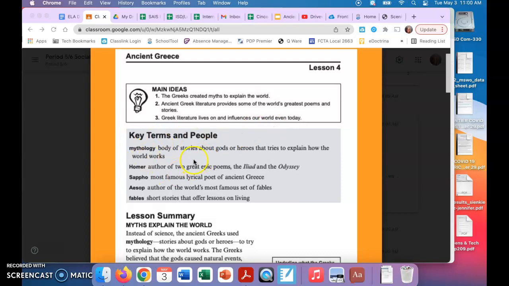Key terms and people. Mythology: a body of stories about gods or heroes that tries to explain how the world works. Homer: author of two great epic poems, the Iliad and the Odyssey. Sappho: most famous lyrical poet of ancient Greece. Aesop: author of the world's most famous set of fables. Fables: short stories that offer lessons on living.